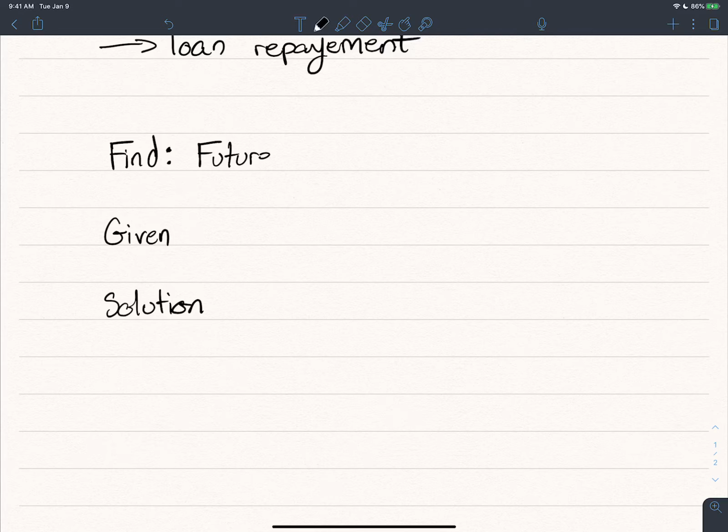The future value after 5 years. That's what we need to find. The future value after 5 years, right? So now let's move on to the given.